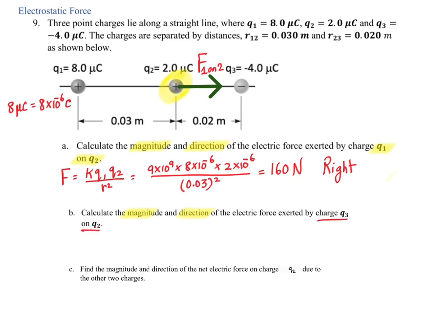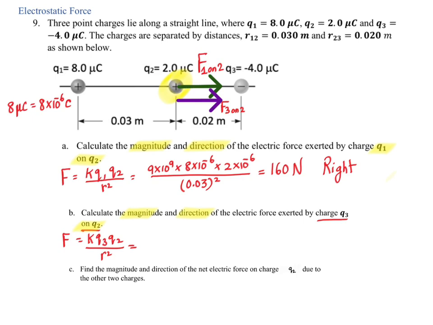The next question is asking you to find the magnitude and direction of the electric force exerted by charge Q3 on Q2. So again our focus is on Q2, but this time we want to find the force of Q3 on Q2. If you look at the diagram, Q3 is negative and Q2 is positive. That means there will be a force of attraction, which is shown by the purple arrow. That's the force on Q2 by Q3, because Q3 is trying to pull Q2 to the right. That will be the force of 3 on 2.